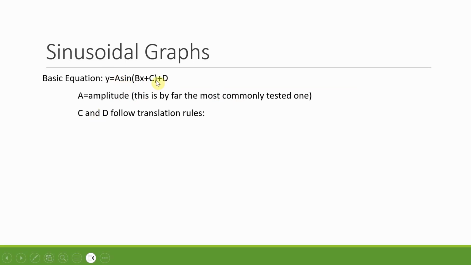So now let's look at C and D. I'm skipping B because that's the weirdest one. I'll come to that at the end. Now, C and D follow translation rules as we covered earlier in the video. That's why I wanted them in the same video. So notice, C is being added inside of parentheses with an X, whereas D is outside the parentheses.